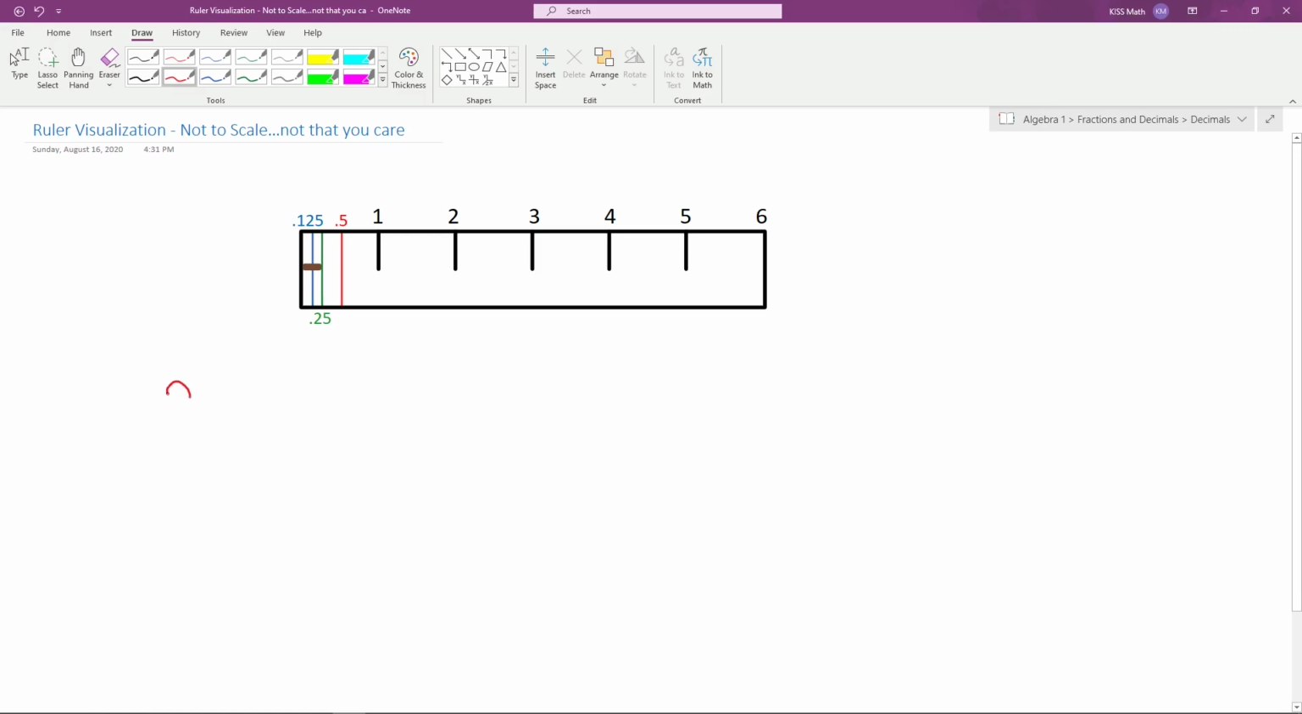But I can also write these guys as fractions. 0.5 is the same as 1/2. 0.25 is the same as 1/4. And 0.125 is the same as 1/8.